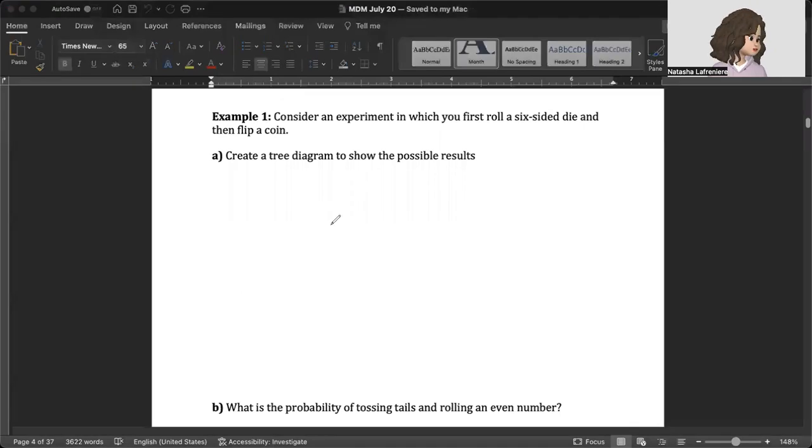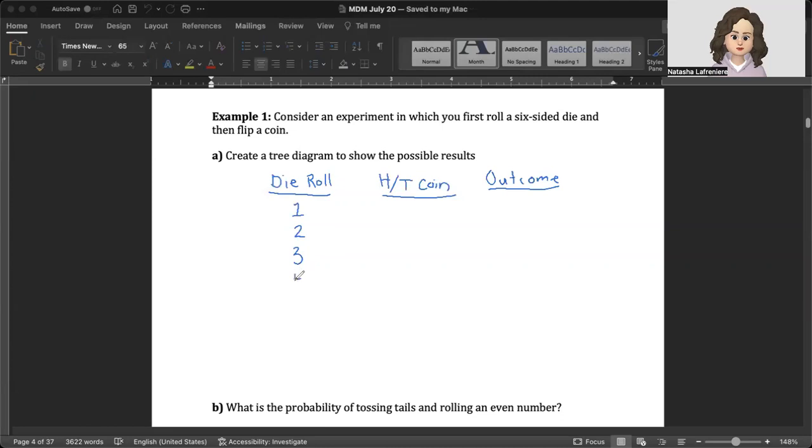Okay. So you've got your die that you're going to roll first. After that, you're going to have the coin, which is heads or tails, and your outcome. Okay. So your die only has 6 sides. So your outcomes are those numbers. And then for each roll you've got heads and tails.